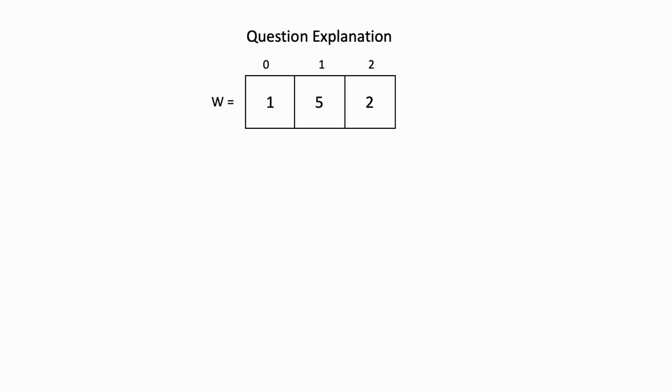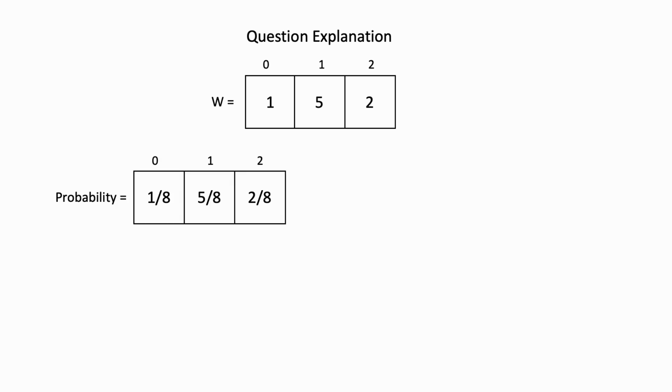From this w array, we can easily compute this probability array. This probability array represents the probability of the index getting picked. Probability of index 0 getting picked is 1 by 8. Similarly, for index 1, probability is 5 by 8, and for index 2, probability is 2 by 8. Number 8 is the sum of all the elements in array w, that is 1 plus 5 plus 2, which is 8.